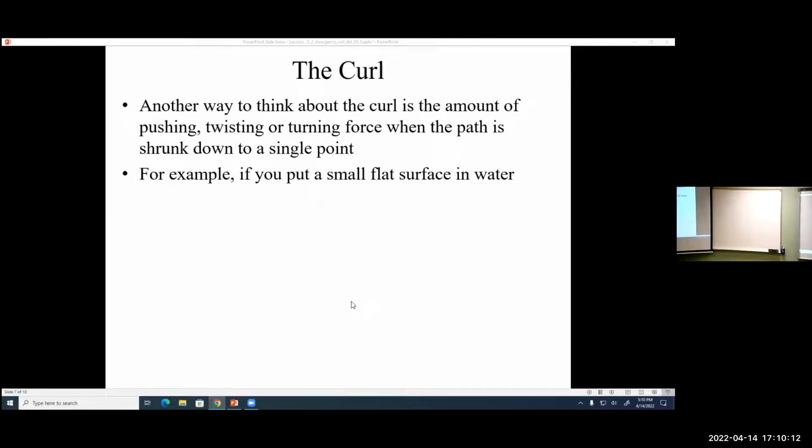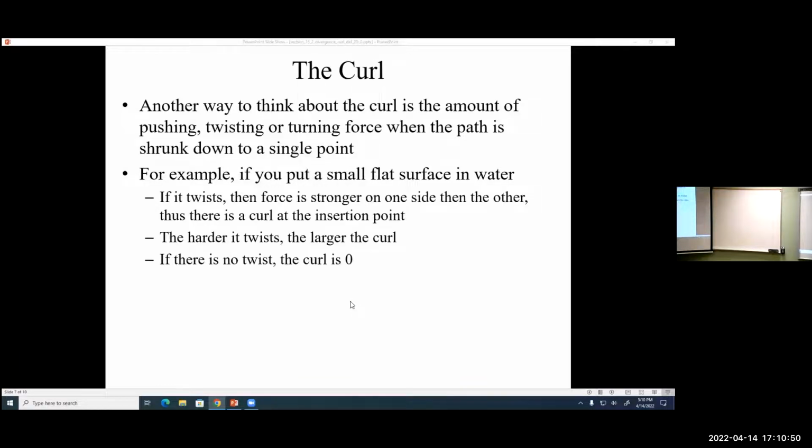So, imagine putting a flat surface in water, like that site Better Explained talks about using an oar, right? And imagine putting an oar down in the water. Okay, what happens with the oar? Does it go forward? Does it go back? Or do you feel it twist? If you feel it twist, that would be the curl. That would be a circulation density. Because what's happening is one side's getting pushed harder than the other. It's not in equilibrium. When it's in equilibrium, we have a zero curl. The harder the twist, the larger the curl. No twist, we got a zero curl.